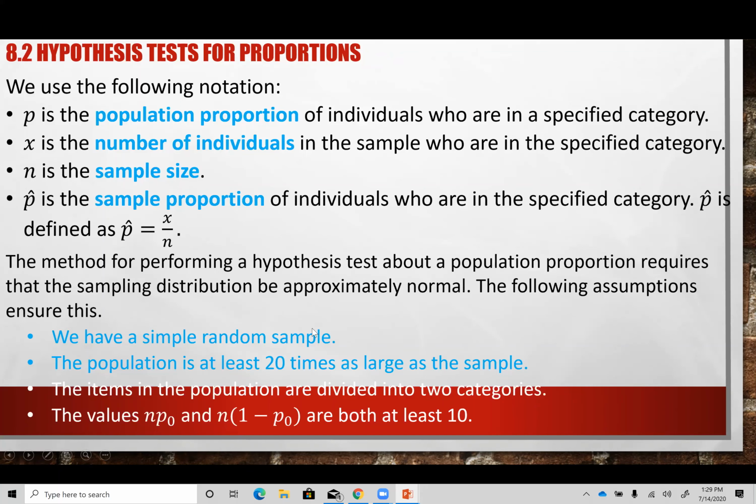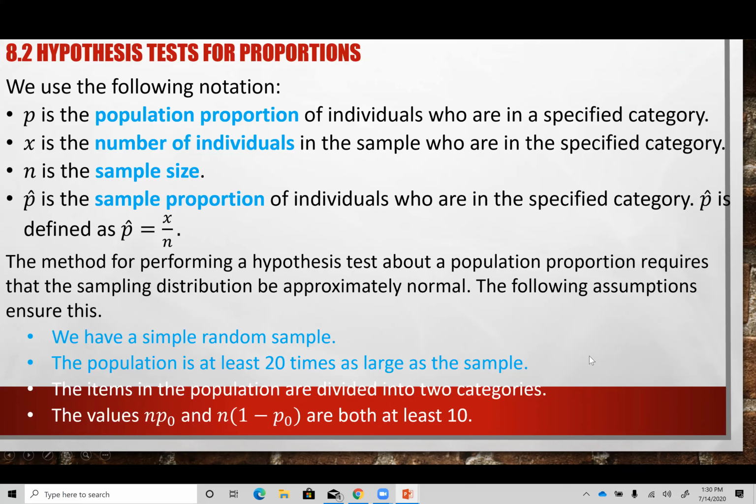So again, this method is the same as before, which is we need the sample to be random. We need the population to be more than 20. And we need to have two categories, which is either yes or no, right? And then we need the N times P to be bigger than 10, and 1 minus P times N to be bigger than 10. So these 4 items have to match in order for us to do this proportional test.